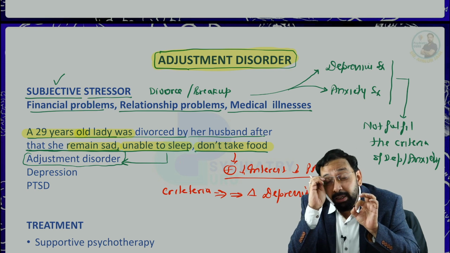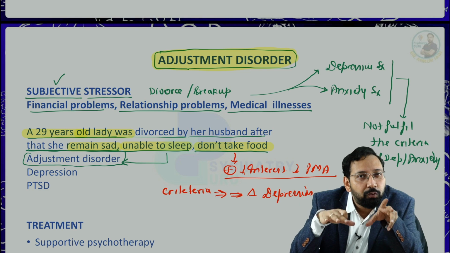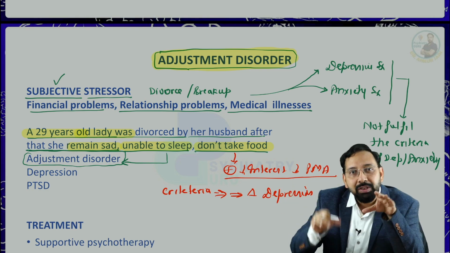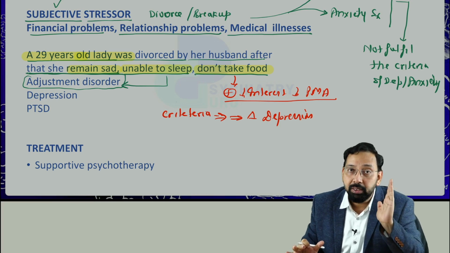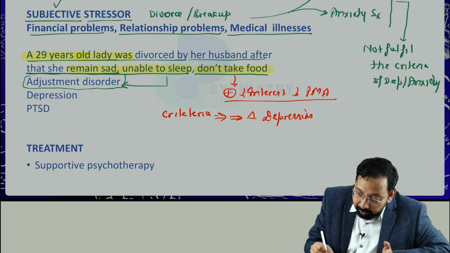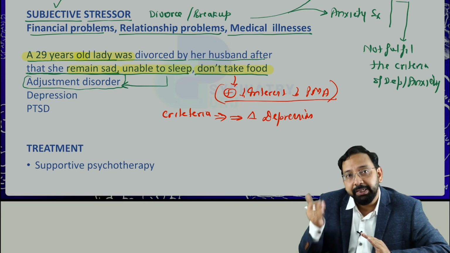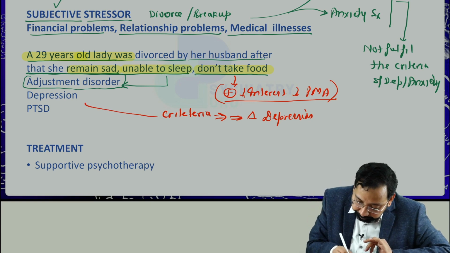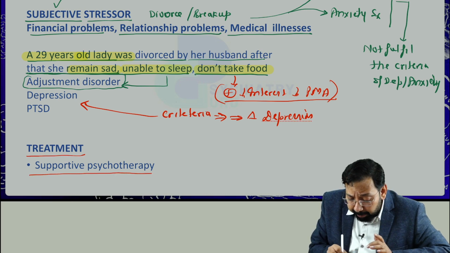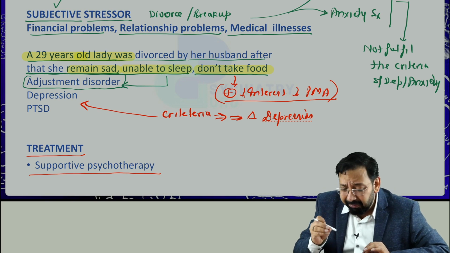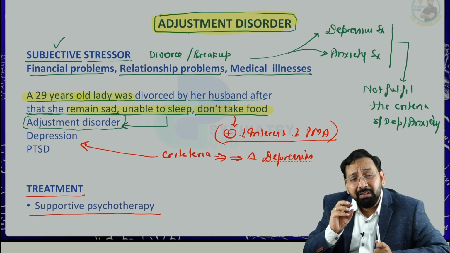means adjustment disorder is a diagnosis of exclusion. If symptoms are there but don't fulfill the criteria of another disorder, you will say that the patient is having adjustment disorder. Got the point? So in the same question, if a few symptoms are changed, then the answer would be changed. Got the point? Now, treatment: supportive psychotherapy. Why did we define this? Because if the patient is having adjustment disorder, we will give psychotherapy.